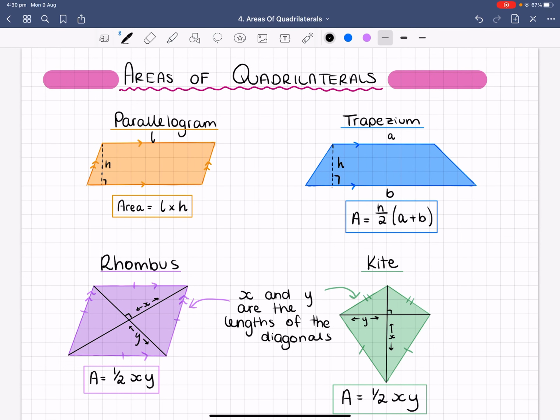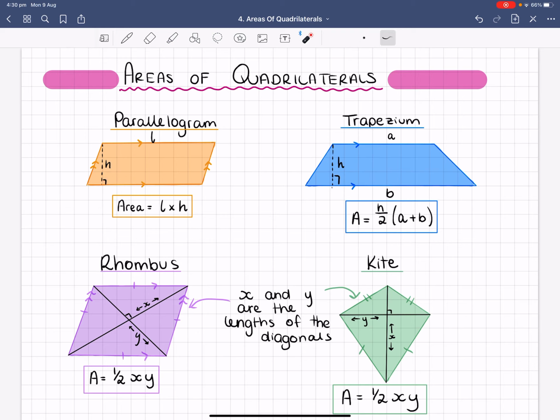Hi, Year 9. So today we are looking at areas of quadrilaterals. Obviously a quadrilateral is a shape with four sides. So you've got a parallelogram, and the area is the length times the height, where the height is the perpendicular height, so it meets at a right angle.